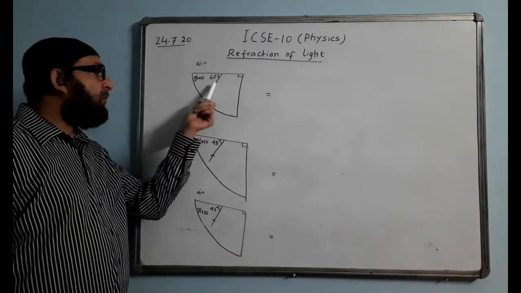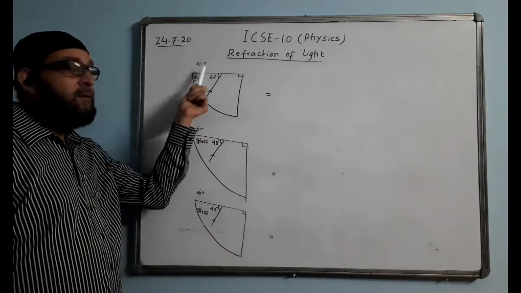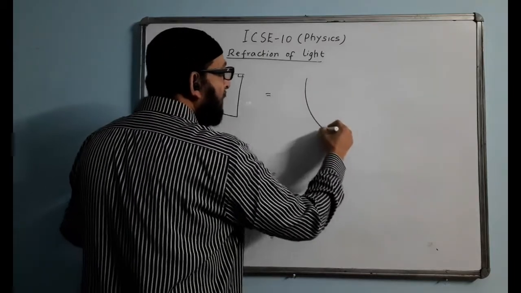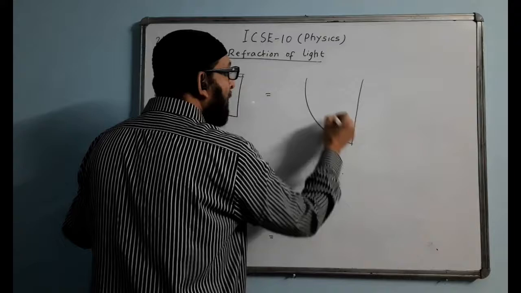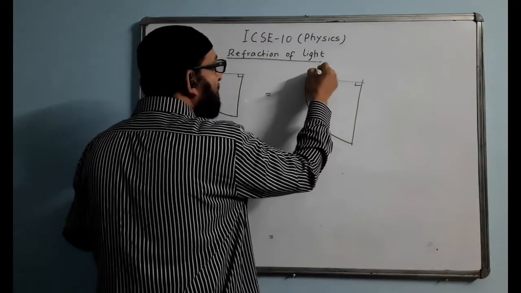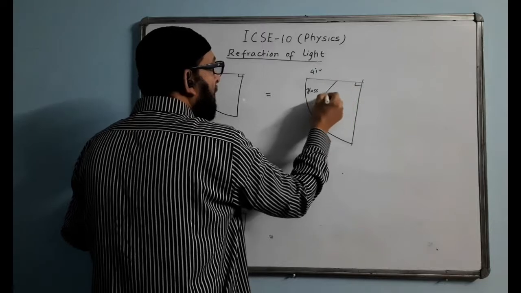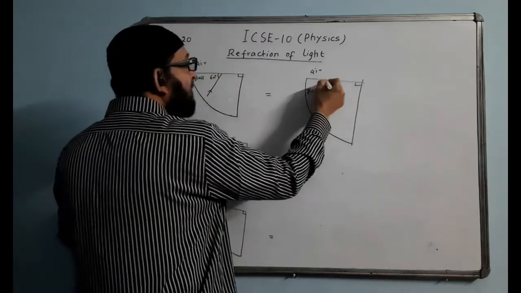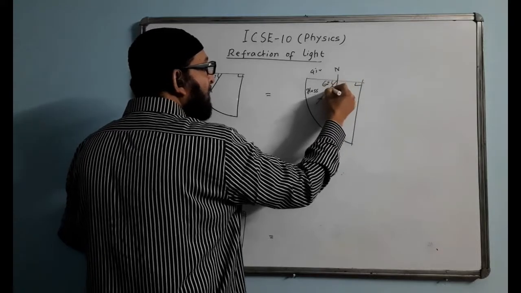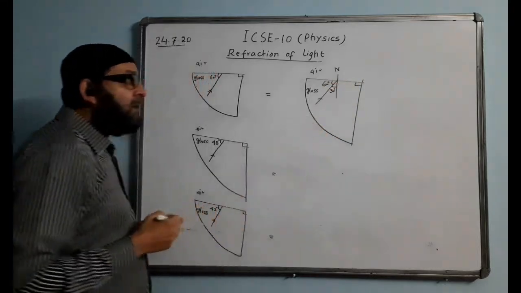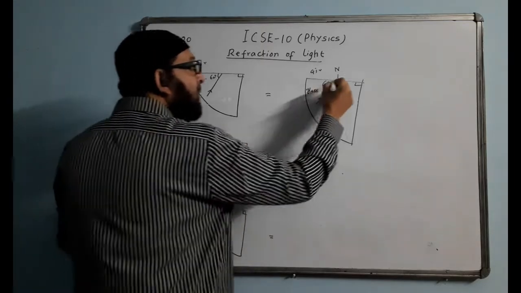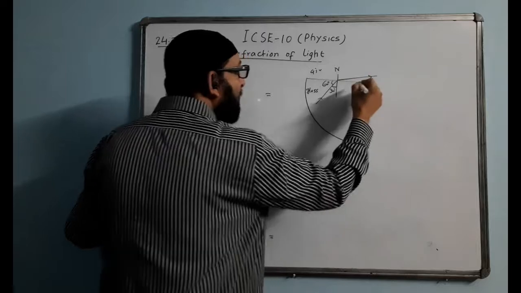Here again we have to complete this diagram, copy and complete. So we'll be completing it here. This is glass. This is air. This angle given to us is 60 degree. This angle will come 30 degree. So 30 degree is less than the critical angle. That means the ray will be refracting away from the normal here like this.